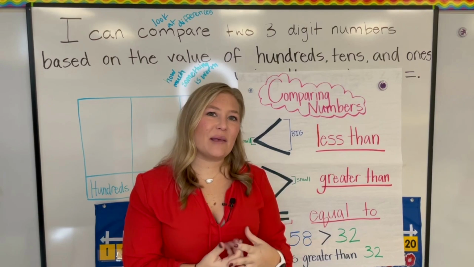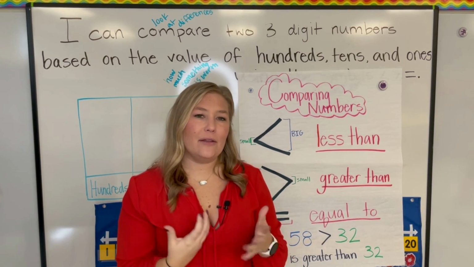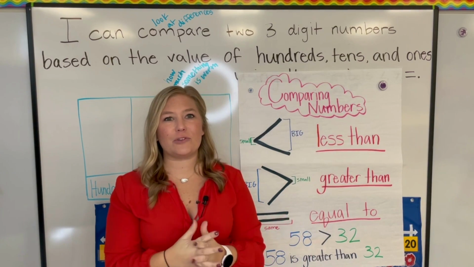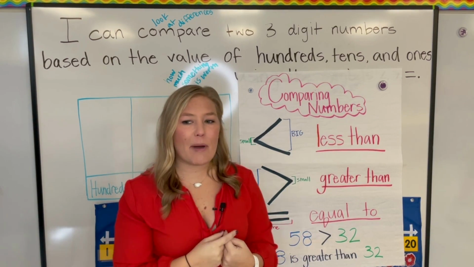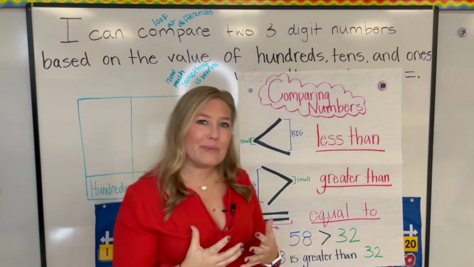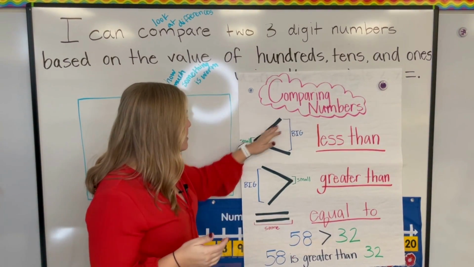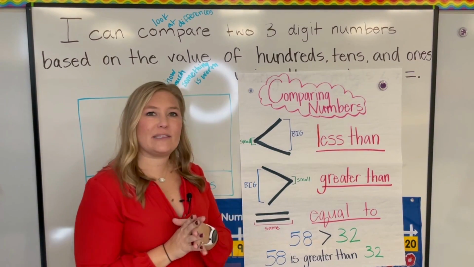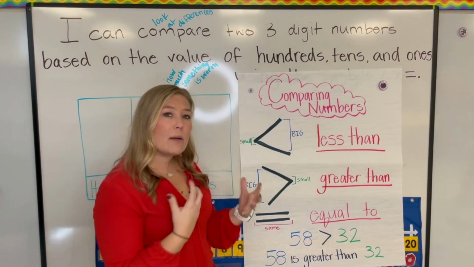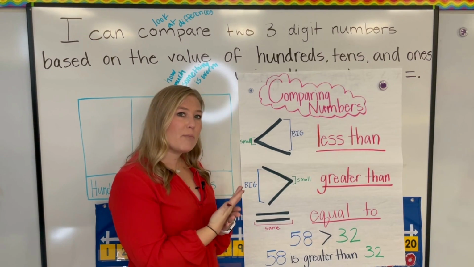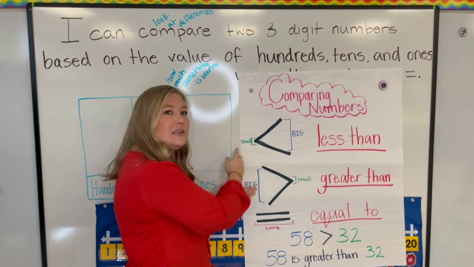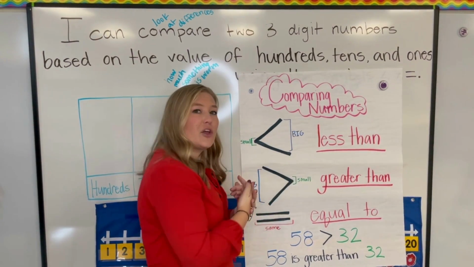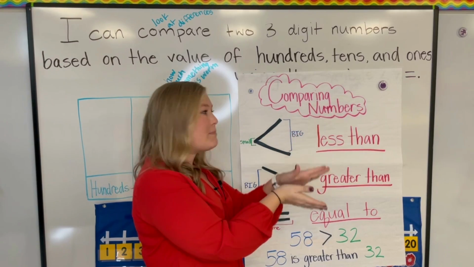We talked about symbols in the I can statement, and the symbols that we're specifically using today are those less than, greater than, and equal to symbols. Let's talk a little bit about what those symbols mean. First, we see our less than symbol. I have some words drawn on either side of my symbol because I know when I'm putting the symbol between two numbers, that small end is going to go towards the smaller number. And my big end is going to be opening up towards my bigger number.